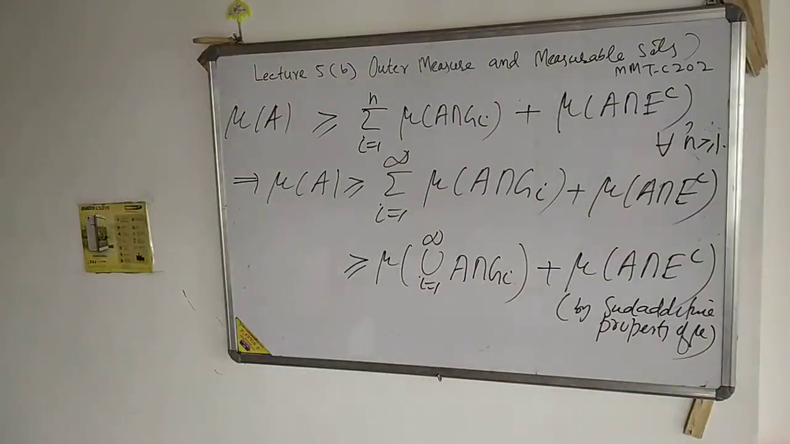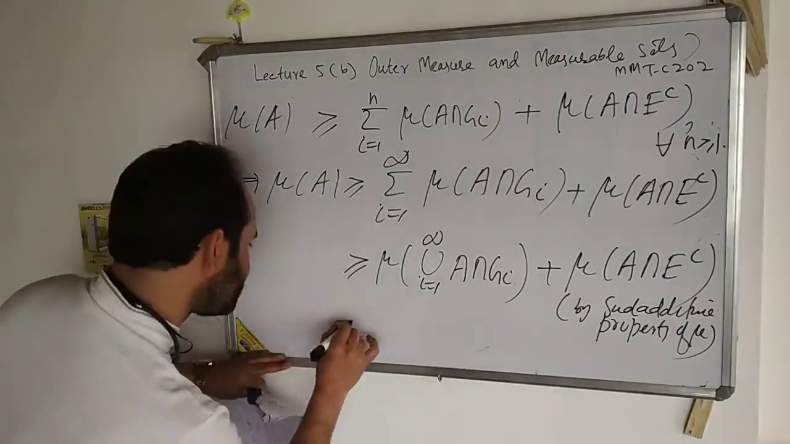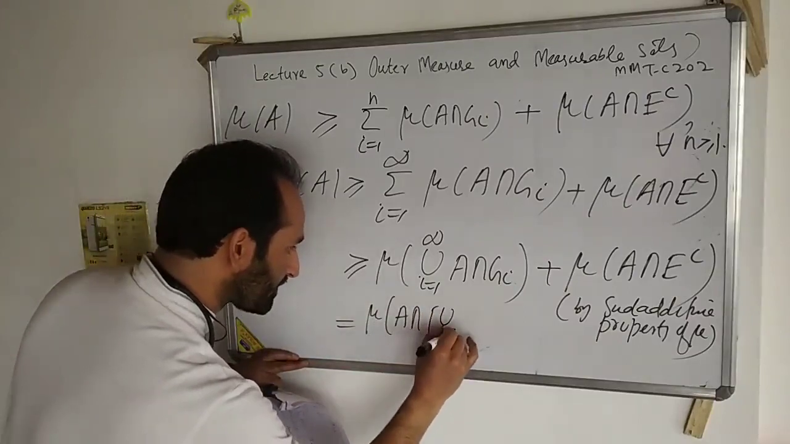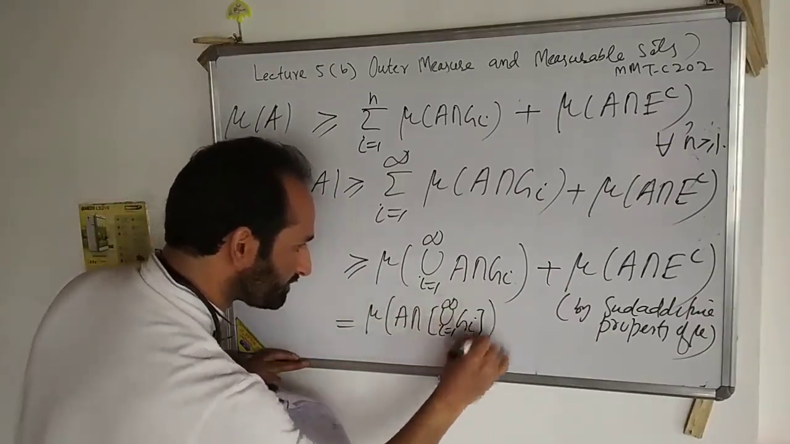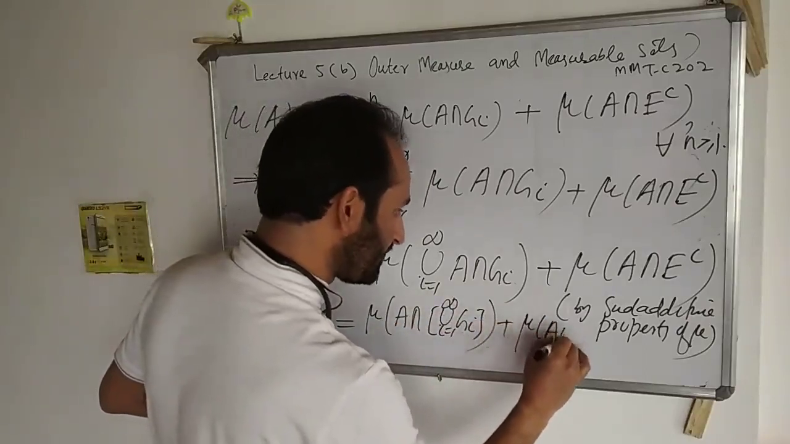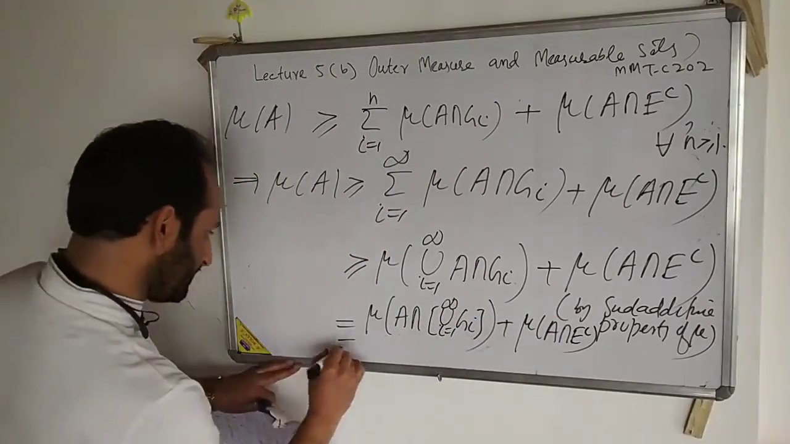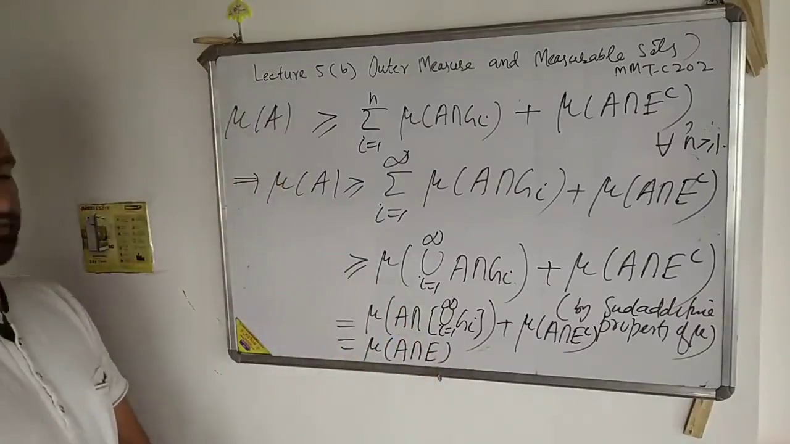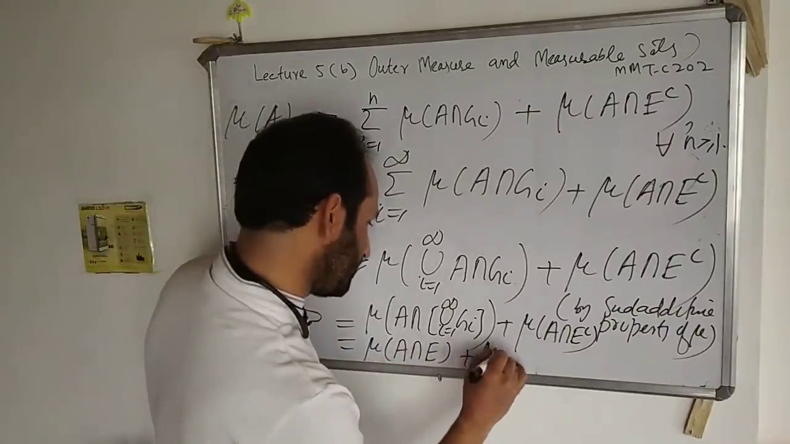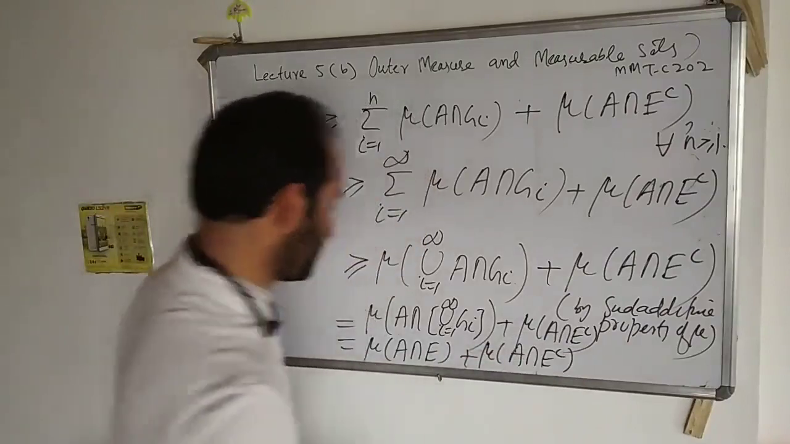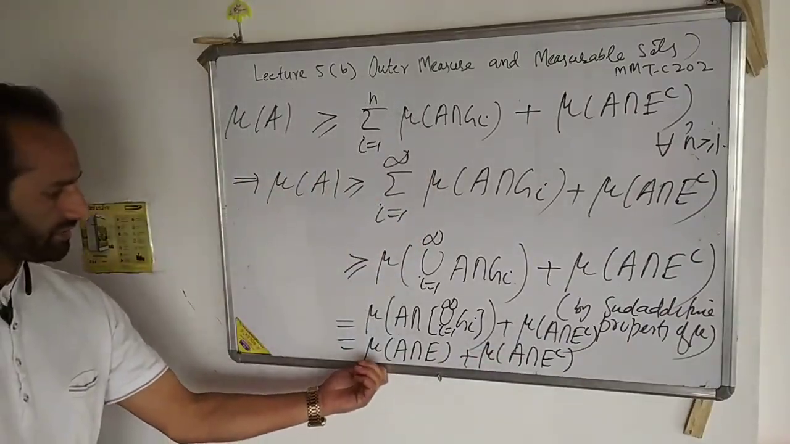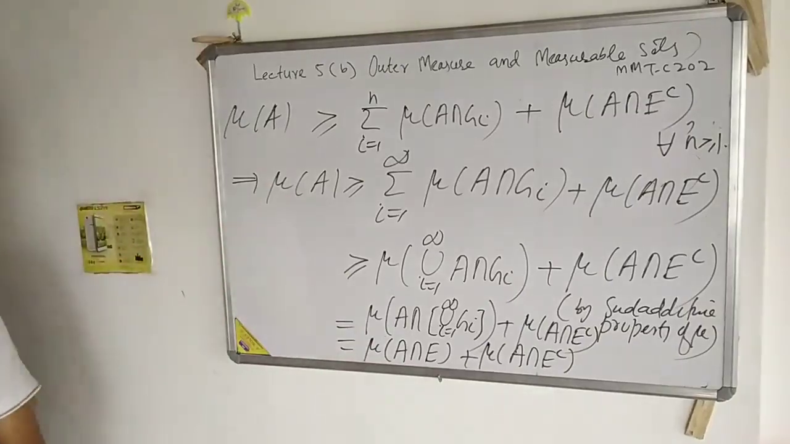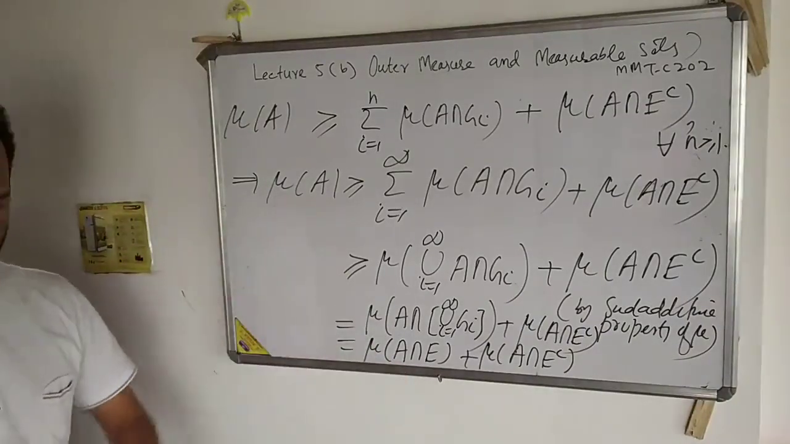So now this one is equal to mu of A intersection the union, i runs from 1 to infinity, of Gi, plus mu of A intersection E complement. And that is equal to mu of A intersection E, because the union of Gi, i runs from 1 to infinity, is E, plus mu of A intersection E complement. So mu of A is greater or equal to this, but mu of A is always less or equal to this. That inequality always holds. So therefore mu of A is equal to this sum.